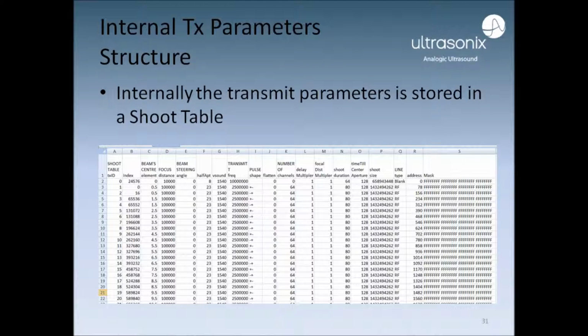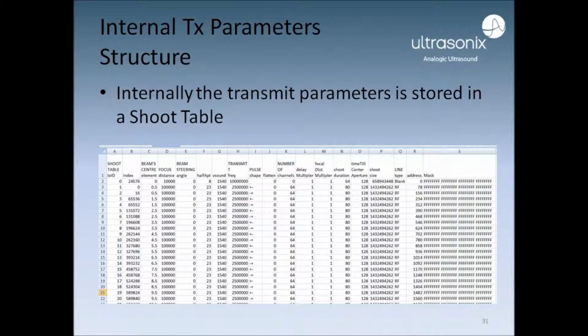Each row in this table corresponds to a different transmit item. The rows are indexed by TXID, which is the way other databases can refer to the items in this database. The different columns are filled with the properties of the transmit. Some of these properties include the beam's center element, the steering angle of the beam, the focus distance, half the aperture size, sound velocity, transmit frequency, pulse shape, etc.